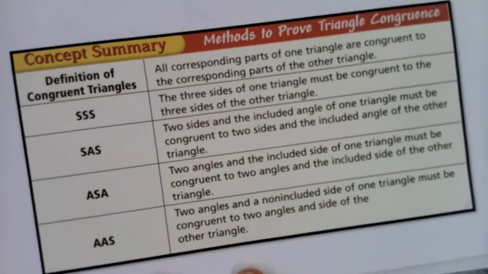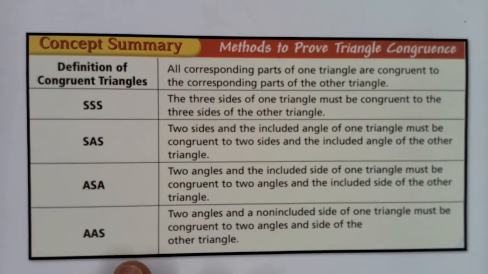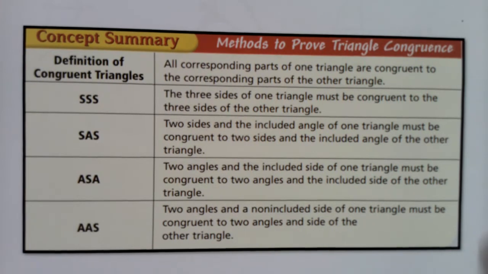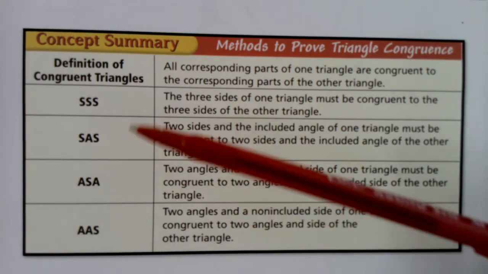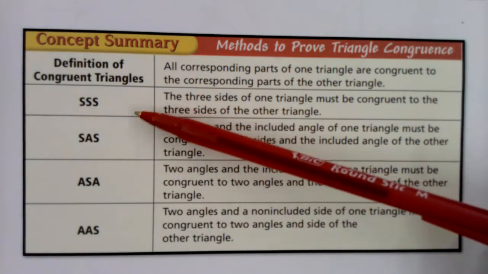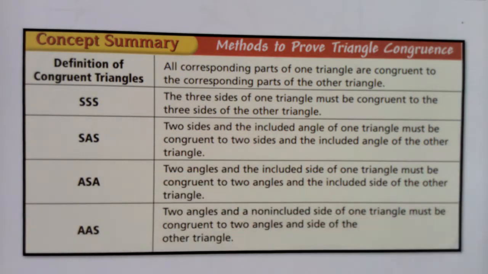If you want to pause the video and read through this, you can. Or you can just look at my notes online. But this just summarizes the four shortcuts to prove triangle congruence. Side, side, side, and side, angle, side were from the last lesson. And angle, side, angle, and angle, angle, side are this lesson.